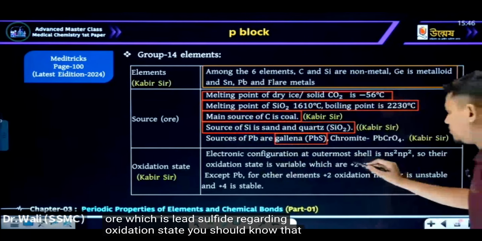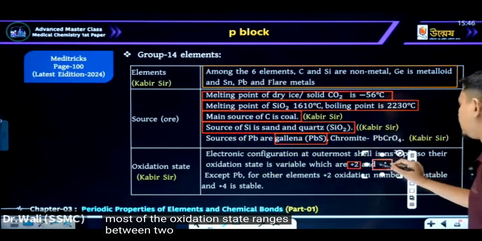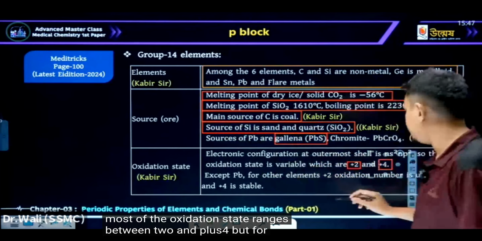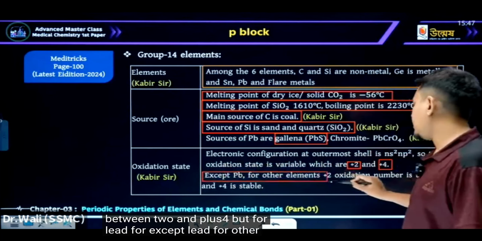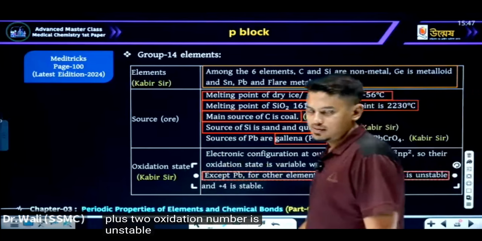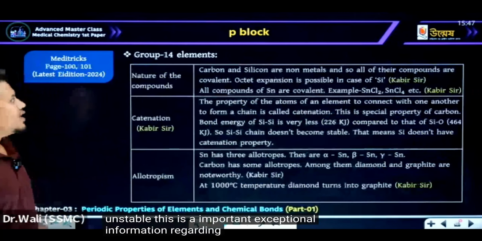Regarding oxidation state, you should know that most of the oxidation states range between +2 and +4. But except for lead, for the other elements, the +2 oxidation number is unstable. This is an important exceptional information regarding group 14.